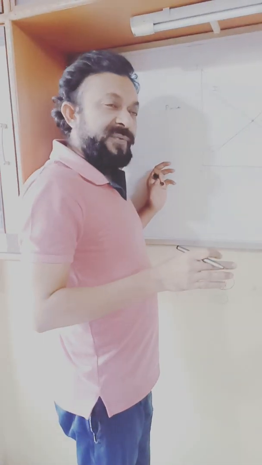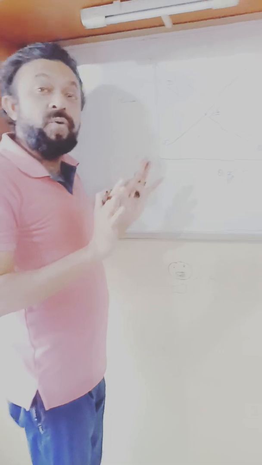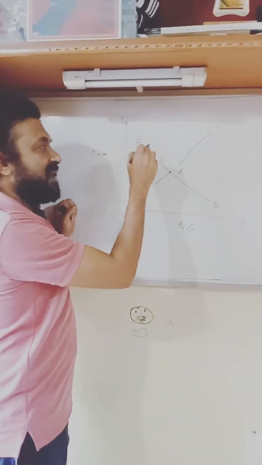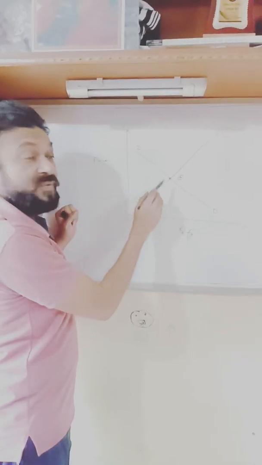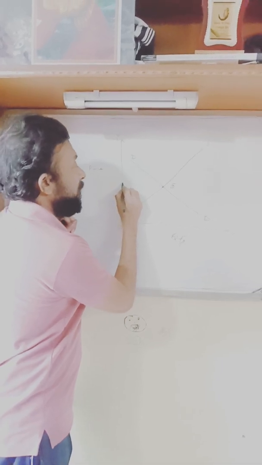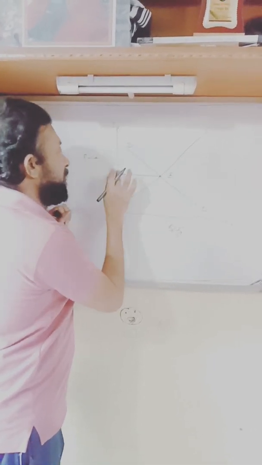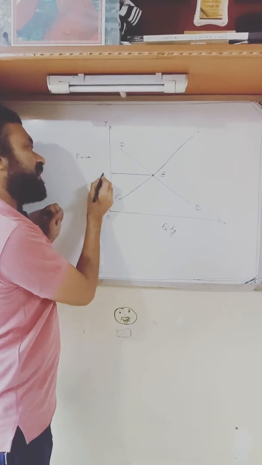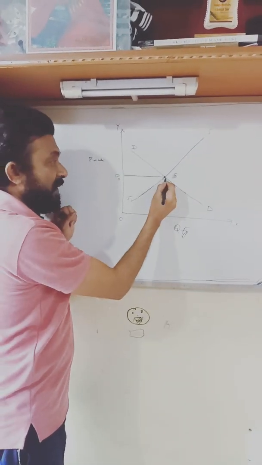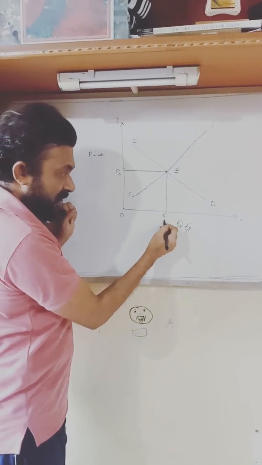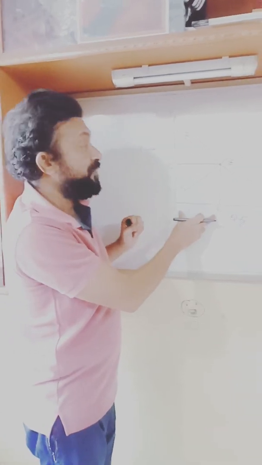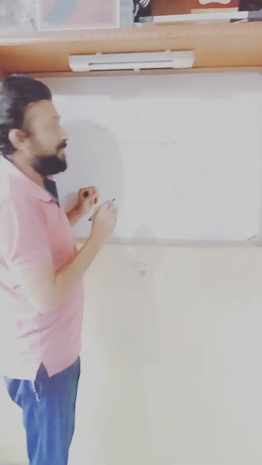So in any graph, when two curves cut each other, they are equal. So here at the point E, when the two curves DD and SS are cutting each other, that means demand is equal to supply at this point. Now, I draw this price line, let it be P0. That means the equilibrium price is OP0. And this is the quantity Q0. That means quantity demanded as well as quantity supplied, both. This is the basic thing in the diagram.